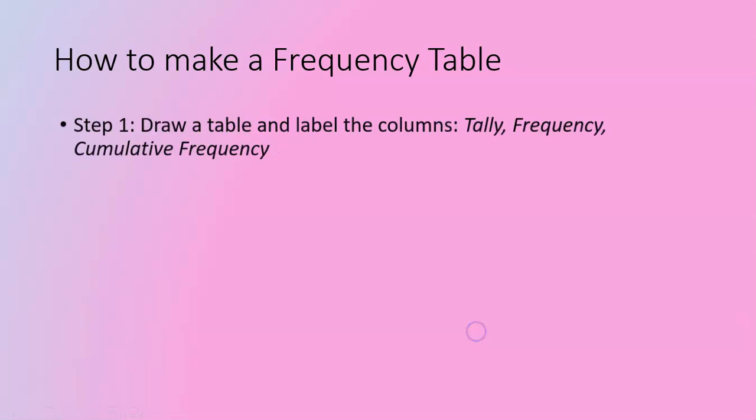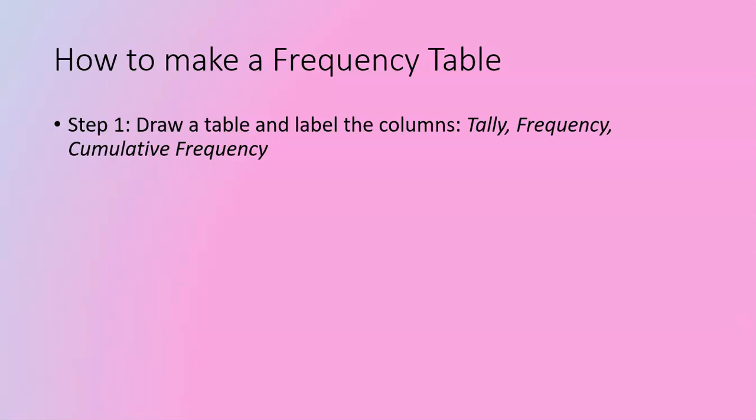I'm glad you asked. Here we go. Step one, you draw a table and label the columns. There's 3 columns that are always the same: tally, frequency, and cumulative frequency. Okay, there is a 4th column. It's the very first one, and that's where you put your intervals. Okay, and we're going to look at that. And then you're going to complete the table using your data.